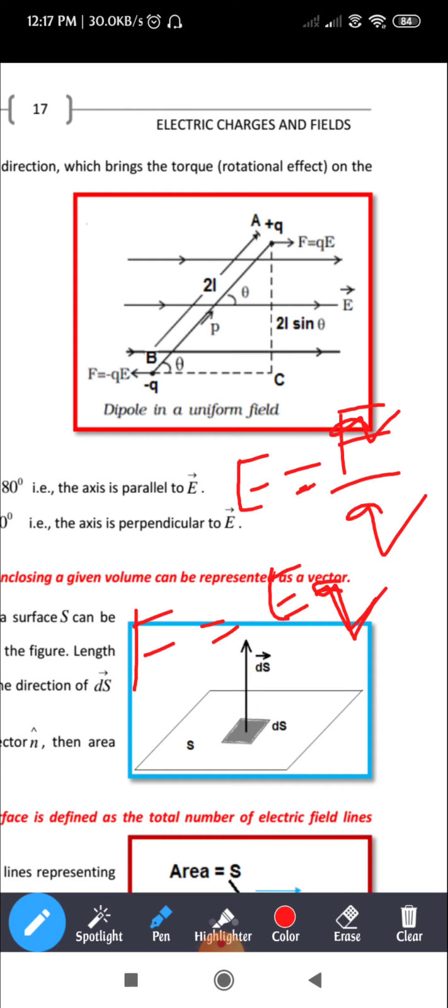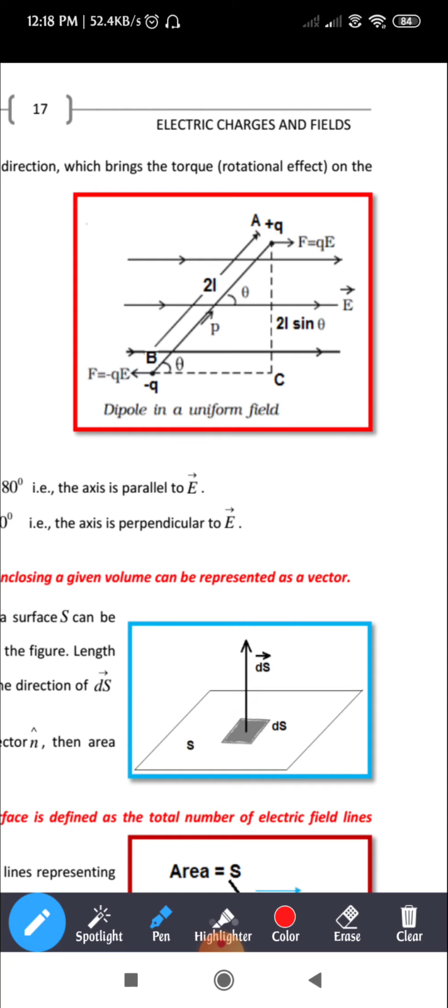As you can see, this positive charge experiences a force towards the right. So that is what they have given: F is equal to Q into E, which is directed towards the right. Next, you can see the negative charge here, which experiences the force towards the left. The force experienced is F is equal to minus Q into E.